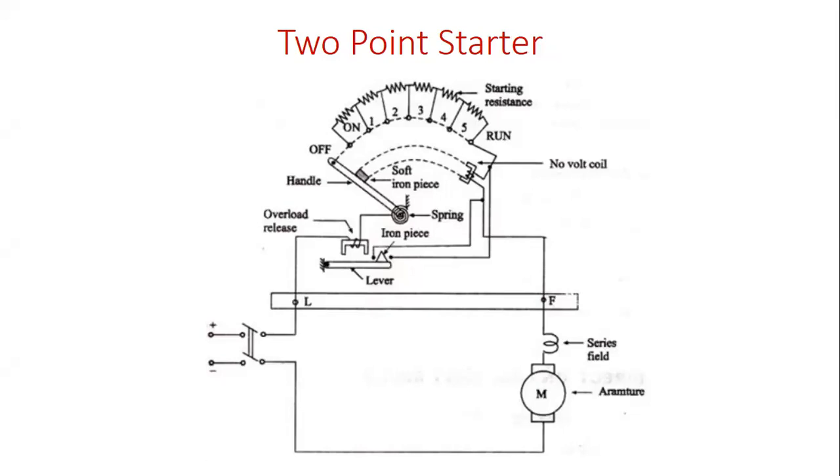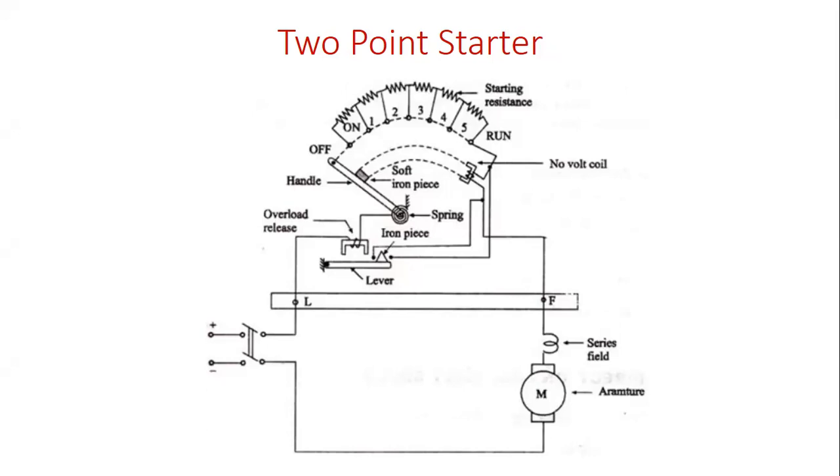Right, so now what happens? Now consider the handle is in the run position and the soft magnetic material is attracted towards this no voltage coil. Now, due to some conditions, a huge amount of current is flowing, such that the machine is loaded with a heavy load condition. The machine is coupled to a heavy load, so a huge amount of current will be flowing inside this machine. If it is the case, we have to protect this machine also.